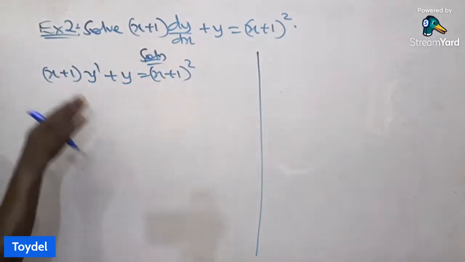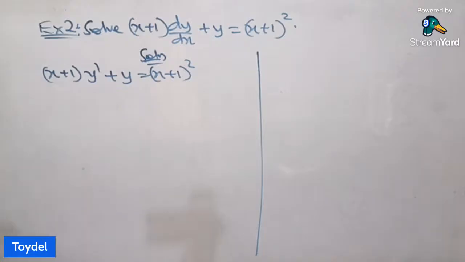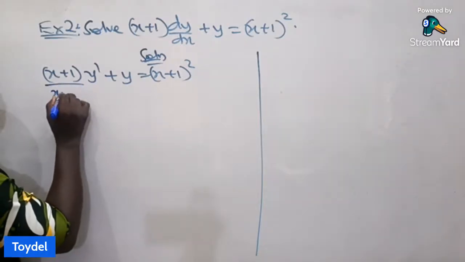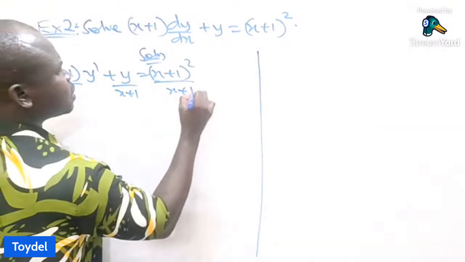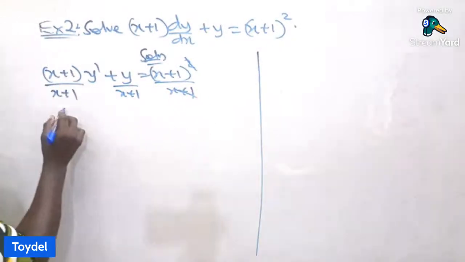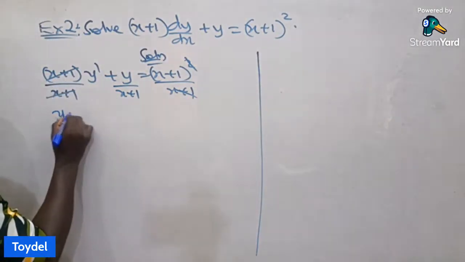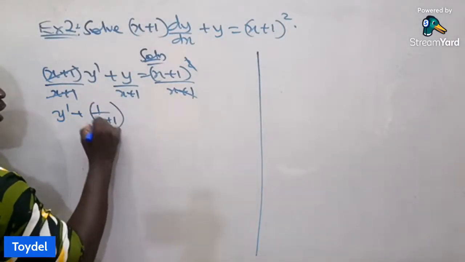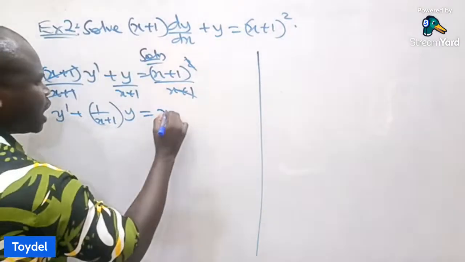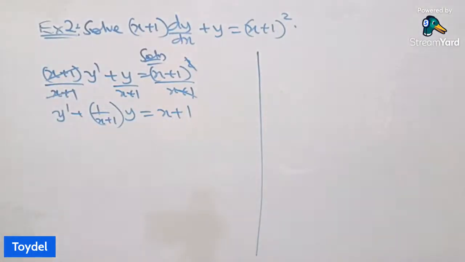The first thing is that we rewrite this equation in the form of a first order linear differential equation. Let's divide through by x plus 1. This will reduce this. At the end of the day, we are going to have y prime plus 1 all over x plus 1 times y, equal to x plus 1. So we have been able to rewrite this in the form of a linear equation.